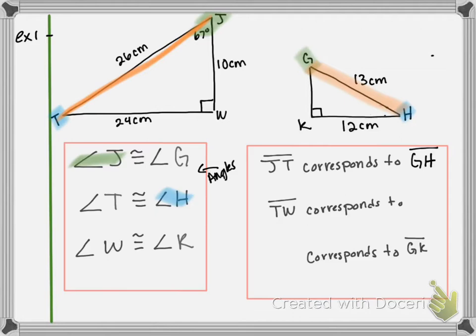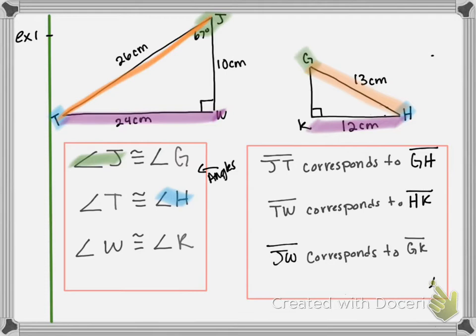TW goes from blue to that W, and so that's what we're going to do to the other one, blue to the K. So we have HK as our line segment corresponding to TW. And the last one, GK, will be the green to the K, so it would be the same thing on the other side, which is J to W. So JW corresponds to GK.